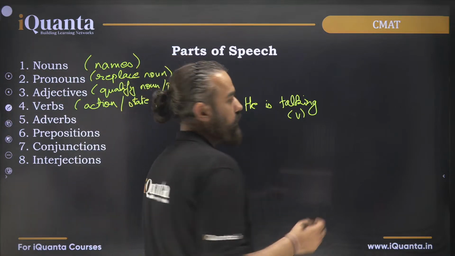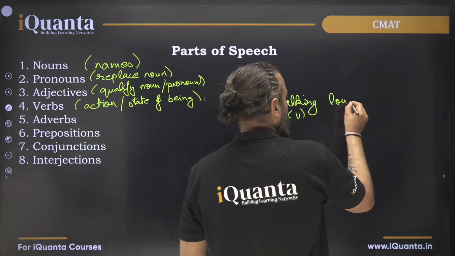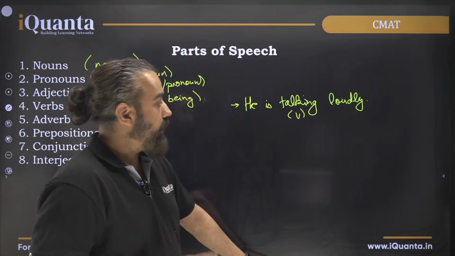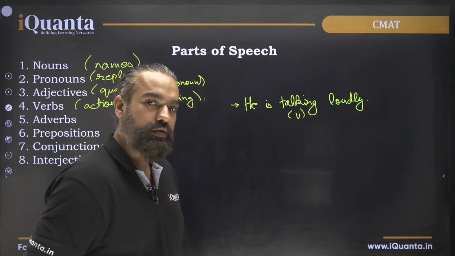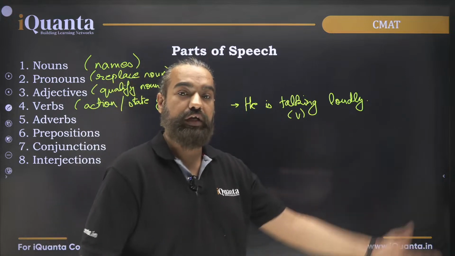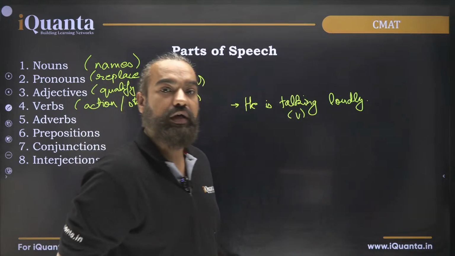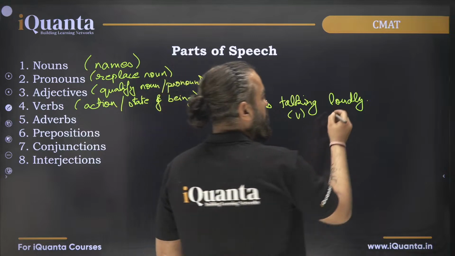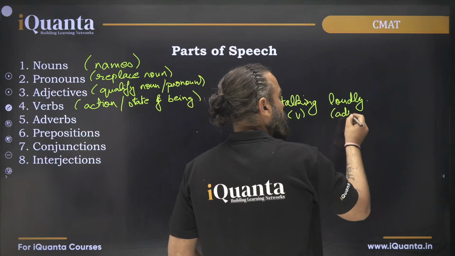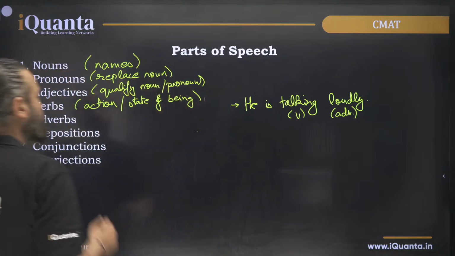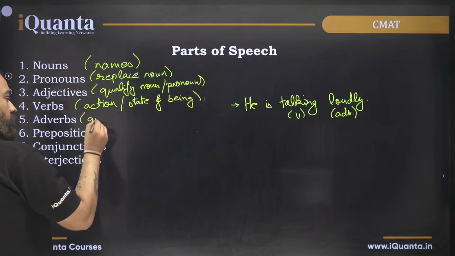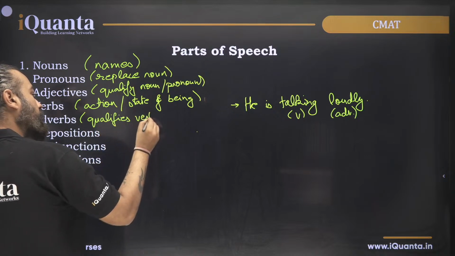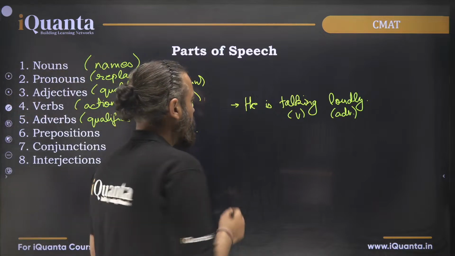Now, if I say he is talking loudly, can I say loudly is telling you something about the verb talking? If I ask you the question, how is he talking? He's talking loudly. So, loudly is modifying talking. So, in a nutshell, loudly is modifying a verb. A word which modifies a verb is known as an adverb. So, this is one function. Let's see.